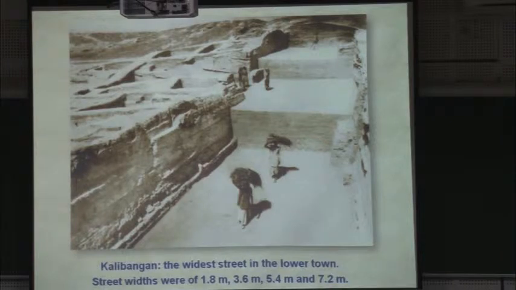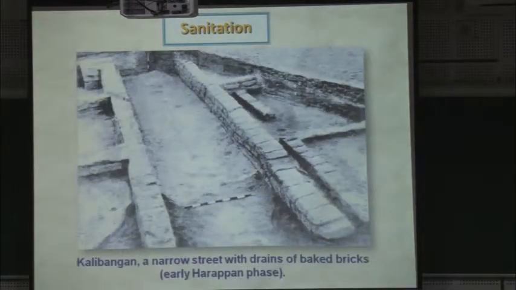One of the widest streets in Kalibangan, very interestingly, you can see at the bottom that the width of the streets, this is perhaps unique to this site, it is not so neat in other sites, were standardized. They were multiples of a basic unit of 1.8 meters. So there's a desire, and this is something that is visible in many aspects of Harappan life, to standardize. So standardization of the script, of the seals, of the pottery styles, pottery sizes also, and sanitation.